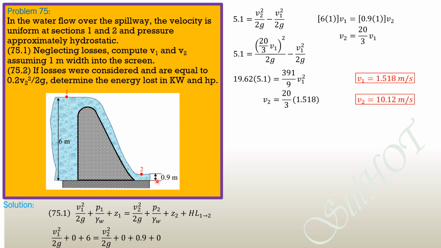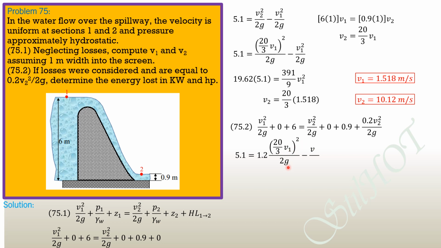For the second part, we consider losses, and we compute the energy lost in kilowatts and horsepower. So we write the energy equation again and consider losses this time. So we have velocity head at 1 plus pressure head, which is 0, plus elevation head 6, equals velocity head at 2 plus pressure head 0 plus elevation head 0.9, then the head loss is 0.2 of the velocity head at 2. Combining like terms and simplifying, we have 5.1 equals 1.2 of velocity head at 2, and velocity at 2 is 20 over 3 V1, squared over 2g, then minus velocity head at 1.